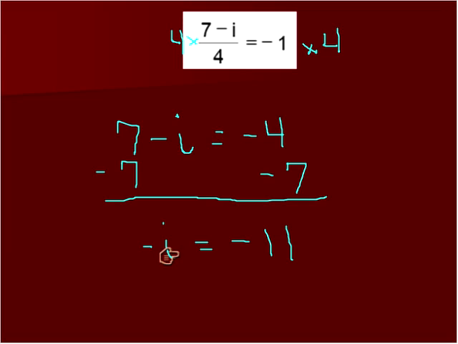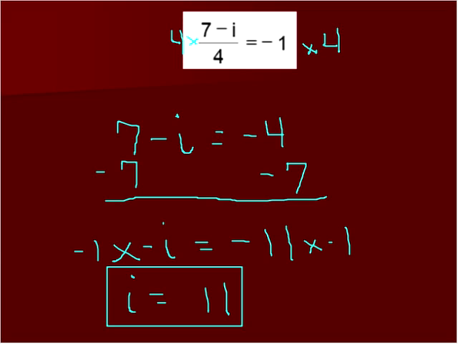Okay, I cannot leave my variable negative, so I'm going to go ahead and multiply everything by a negative 1. That way my variable is now positive. But that means my 11 also becomes positive. So my final answer is I equals positive 11.